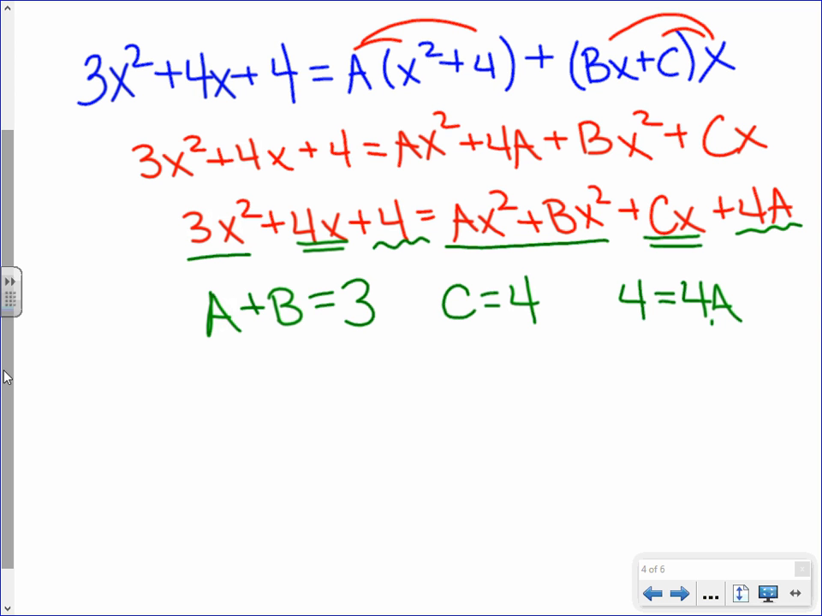And then it might be more complicated than the other way, okay? Sometimes we get lucky, sometimes we don't, so you have to be kind of careful about when you choose to use this method if you do have the choice, okay? But this one's kind of nice. A equals 1, C equals 4, and if A plus B is 3, B is 2.